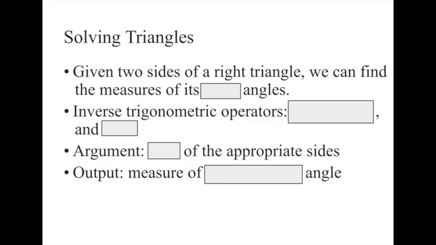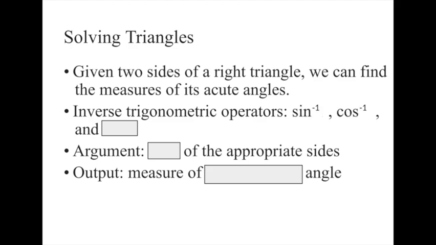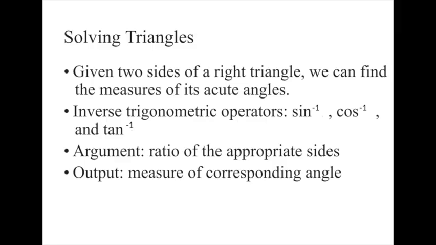So when we solve triangles, given two sides of a right triangle, we can find the measure of its acute angles. Inverse trig operators, then. Again, you have your sine, cosine, and tangent. That's when you have the angle and you are solving for that ratio. When you're using inverse trig operators, you have the ratio and you are solving back to see what the angle is. You have the ratio of the appropriate sides. You are getting the angle versus putting the angle in and getting the ratio.